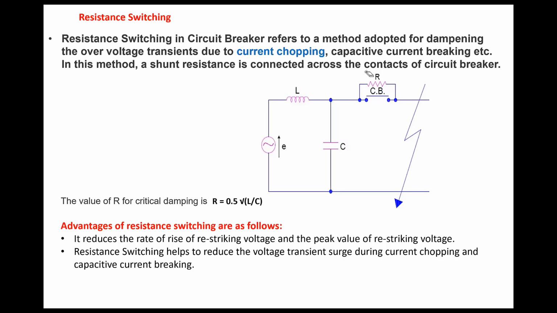So resistance switching in circuit breaker refers to a method adopted for dampening the over voltage transients due to current chopping. We know that whenever the current is made either natural zero or forced zero, there is a high frequency transient that is developed across the circuit breaker poles. To dampen these transients, we are simply connecting a resistor of suitable value across the poles of the circuit breaker. This phenomenon is known as resistance switching.